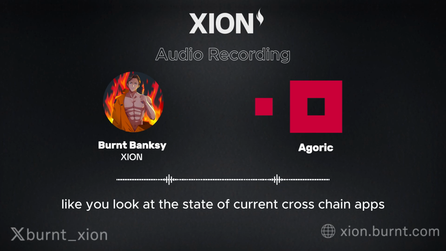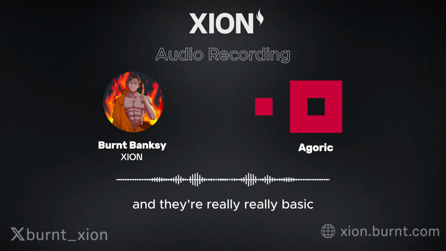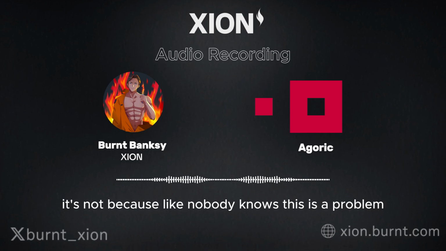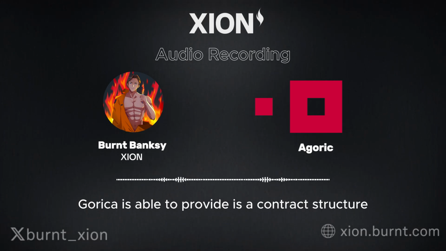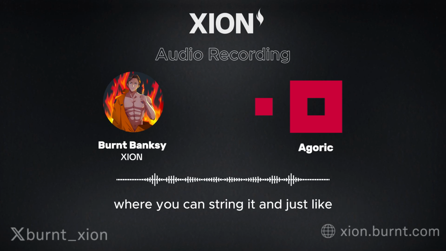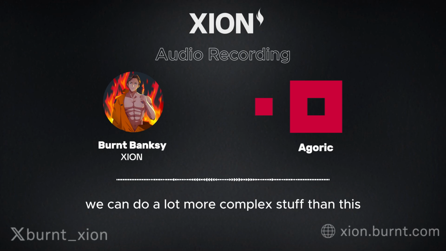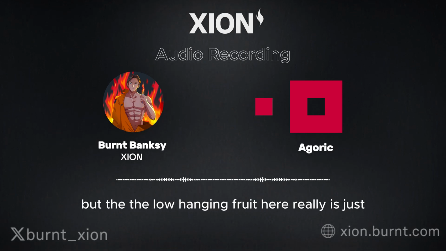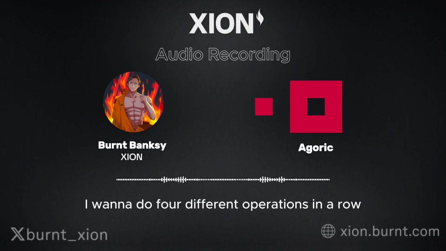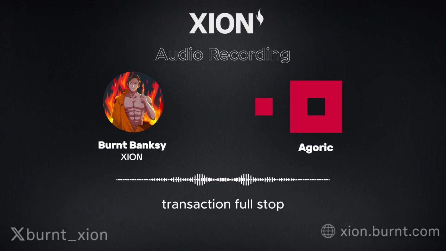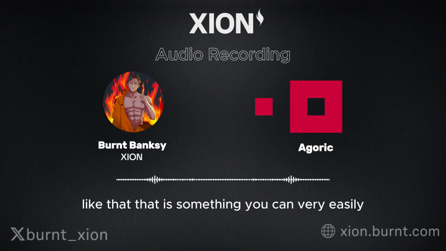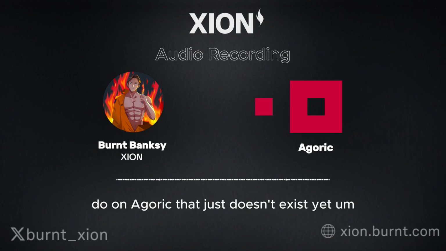You look at the state of current cross-chain apps and they're really, really basic. And it's not because developers are stupid. It's not because nobody knows this is a problem. It's because you just can't build the shit. What Agoric is able to provide is a contract structure where you can string things together. We can do a lot more complex stuff than this, but the low-hanging fruit here really is: I want to do 4 different operations in a row and I don't want to have to sign more than one transaction. Full stop. That is something you can very easily do on Agoric that just doesn't exist yet.